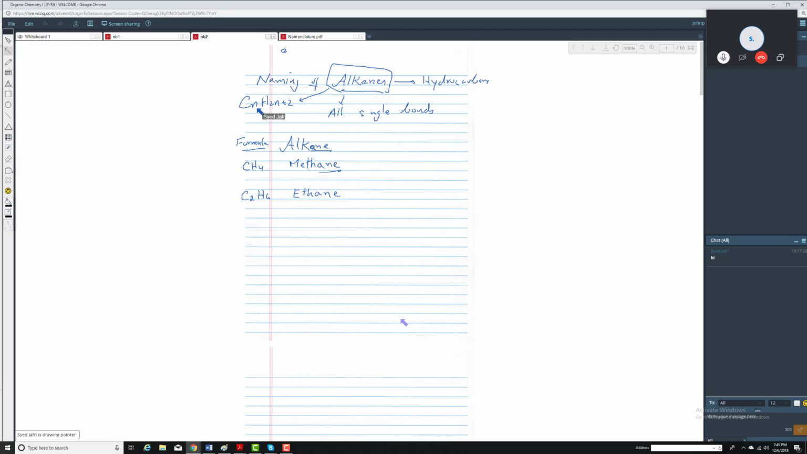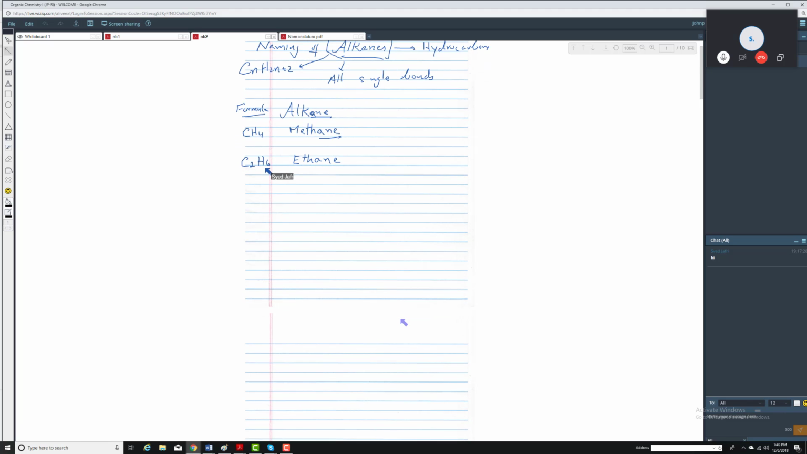Now if n is 2, how many hydrogens should there be? C2H6, you can see. So the rule: take the number of carbon atoms, double it, and add 2. Now I'm not writing the formula, you are going to tell me about the hydrogens. How many hydrogens are going to be here? And this name is called propane.